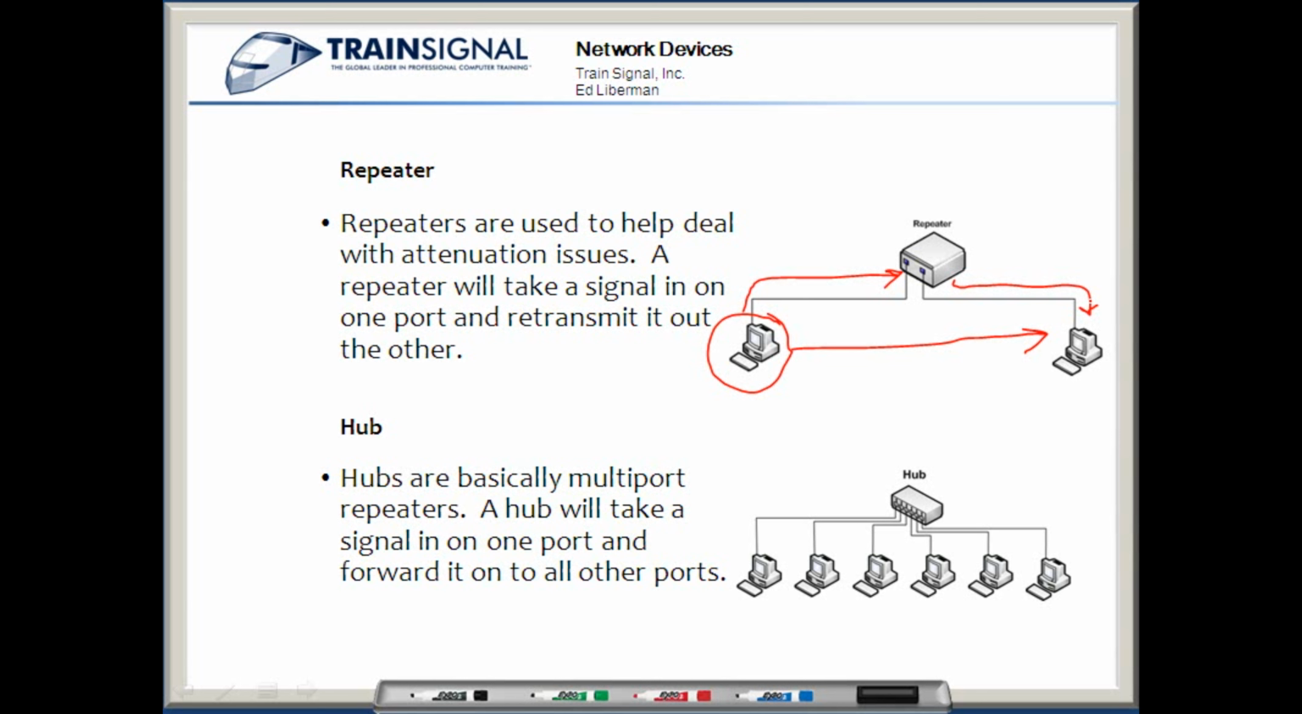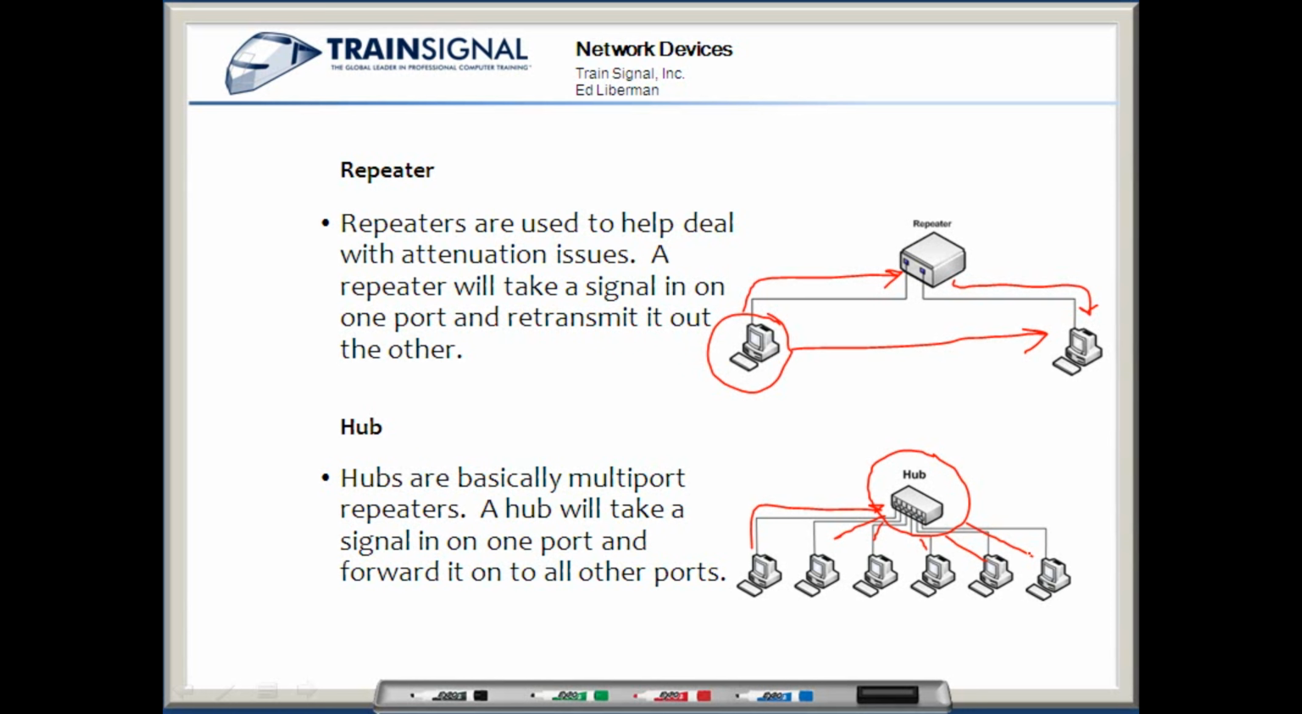Now, a hub is basically a multi-port repeater. The hub will take a signal in on one port and forward it on to all other ports. A hub, once again, functions at layer 1, or the physical layer of the OSI model, because all it's going to do is take a signal that has been transmitted to it by one computer and then repeat that signal out to all other computers that are connected to it. Again, no real sophistication to it. It hears something and it retransmits it or repeats it. But in the case of a hub, it's connecting multiple computers.